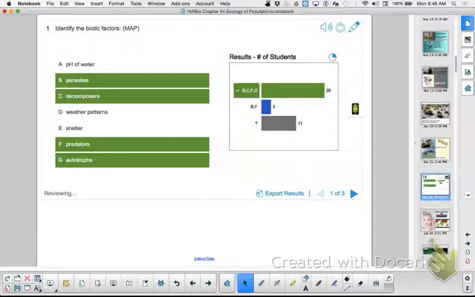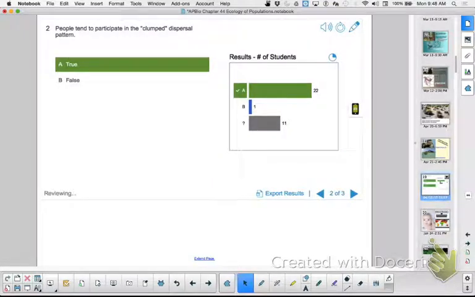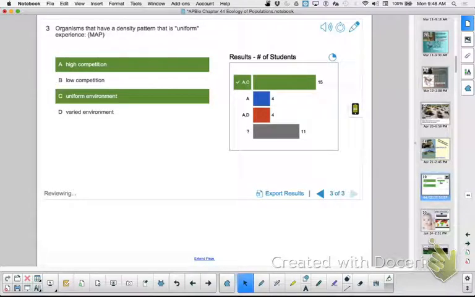Okay, so those are all biotic factors. Good job. People do tend to be clumped. Where are we clumped at? Around what? Cities. And around either coast. Exactly. Okay, good. Well, some of you got that. Go over your answers with your bio buddy, see if they're okay.